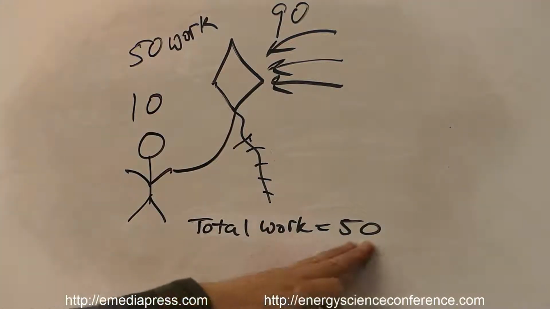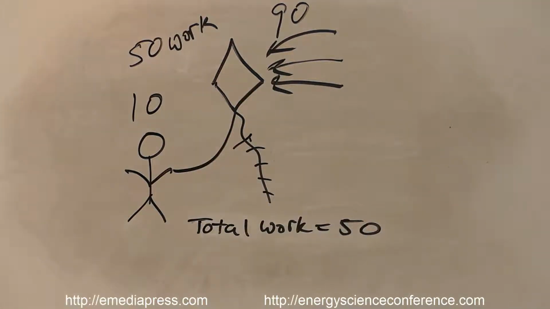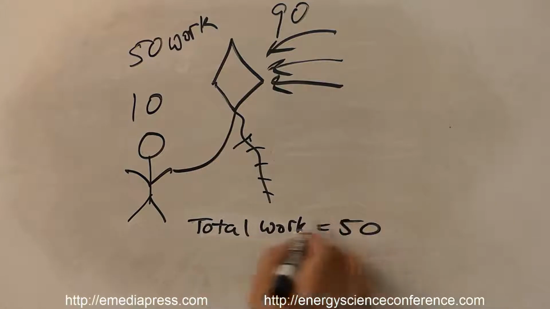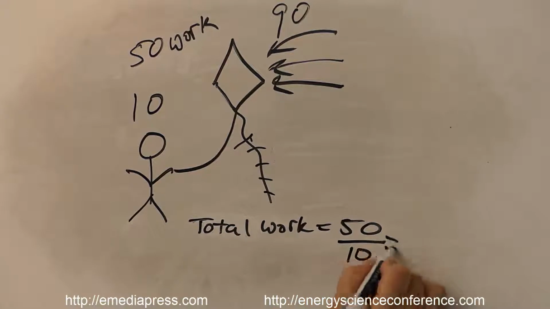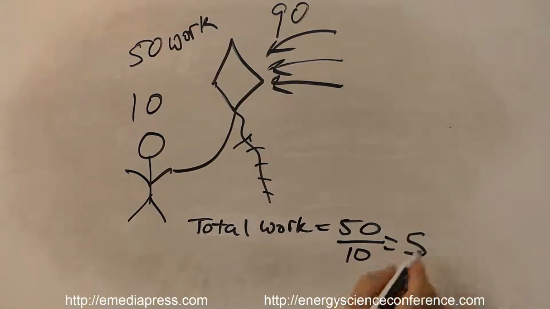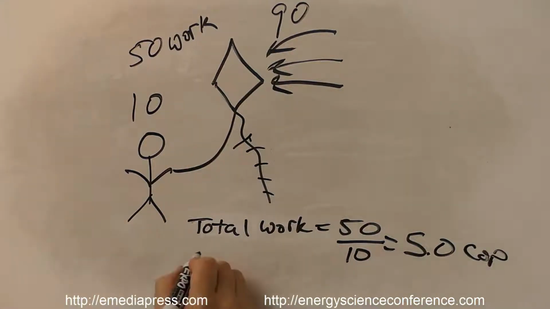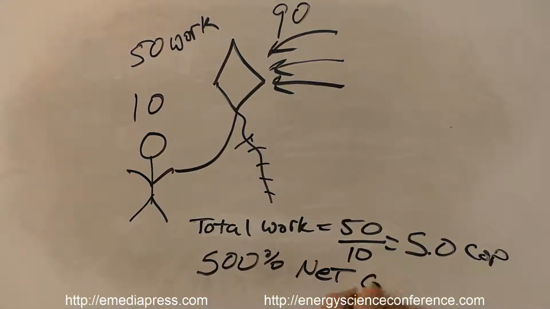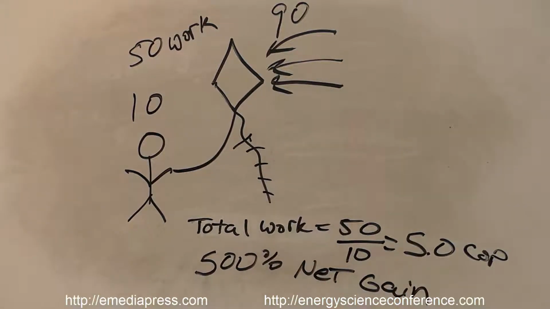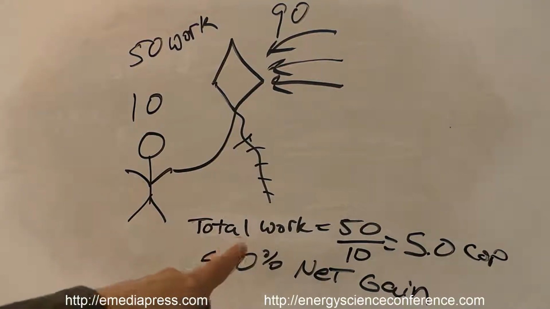So the total amount of work done is 50 parts of work, because the other 50 parts were chewed up in losses. But how much did the kid have to pay for? Only 10. So 50 divided by 10 equals 5.0 COP. What that means is the child received a 500% net gain in work compared to what he had to put in. He received a net gain in work because all the rest came from the environment for free.